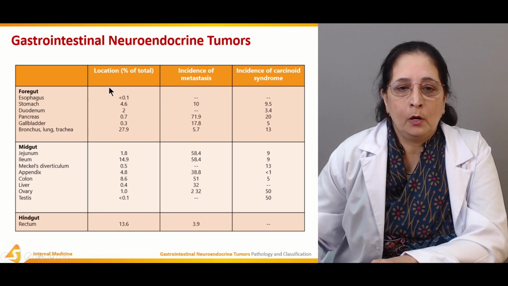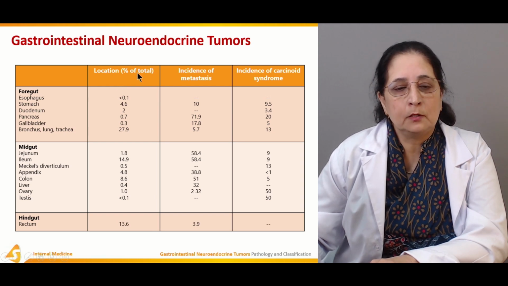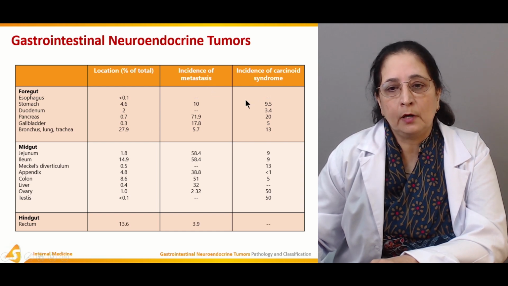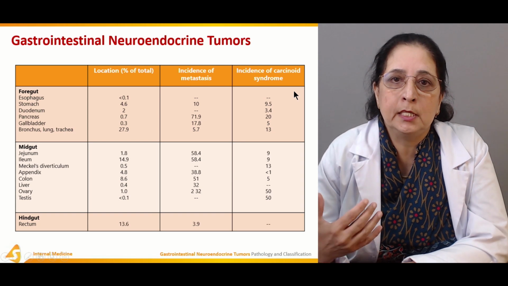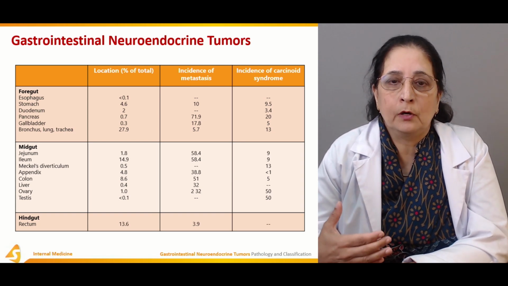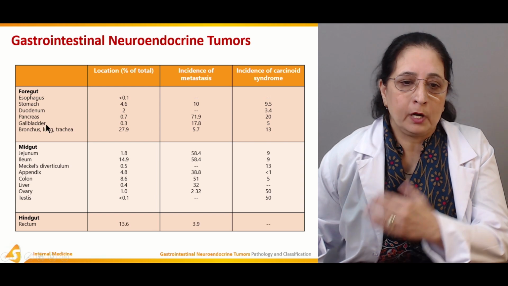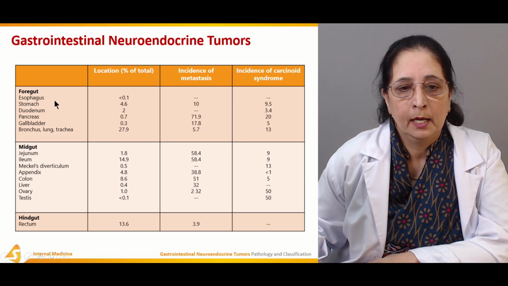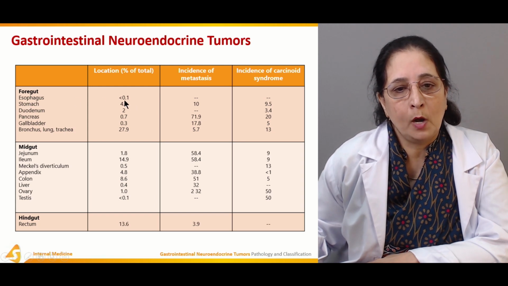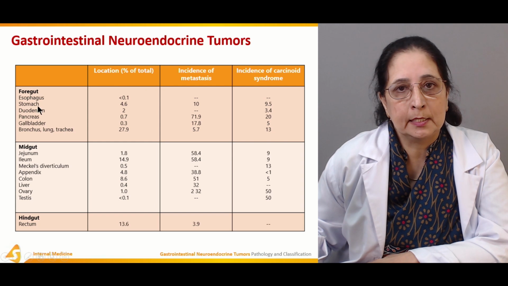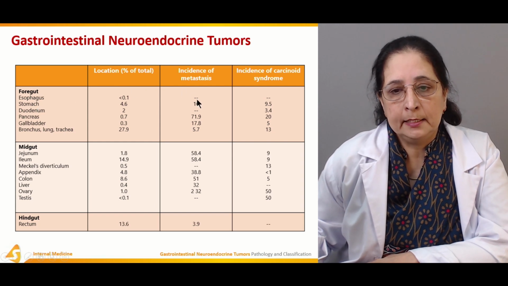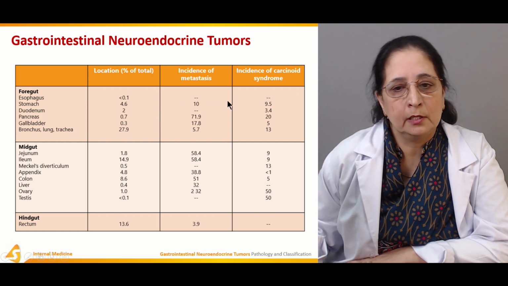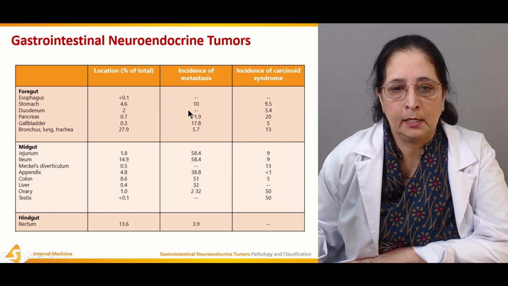Locations now: location as percent of total, incidence of metastasis, and incidence of carcinoid syndrome associated with different sites of these tumors in the foregut. These are the structures present in the foregut. Esophagus, less than 0.1% of total. Incidence of metastasis is not present, and incidence of carcinoid is also very little, about 0.1 or up.